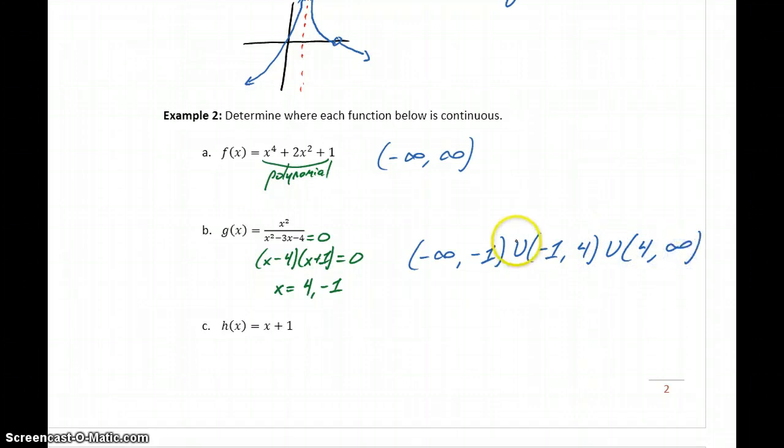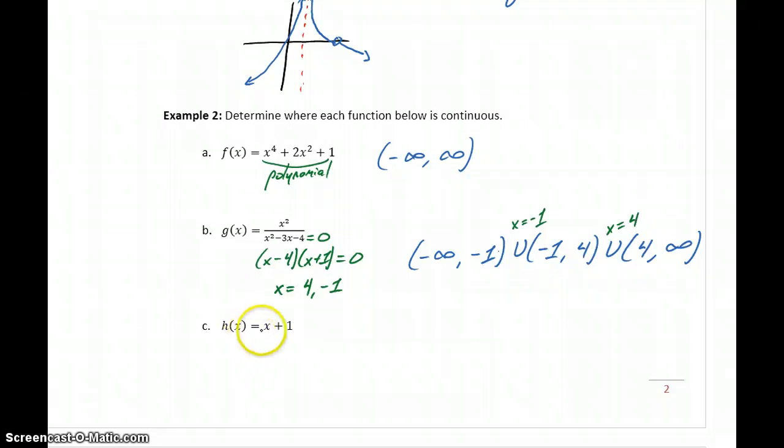So essentially what's going to happen is we're going to have one union symbol, or break, in these intervals for each of our points of discontinuity. So we'll have a break in that continuity at x equals negative 1, and a break in our continuity at x equals 4.